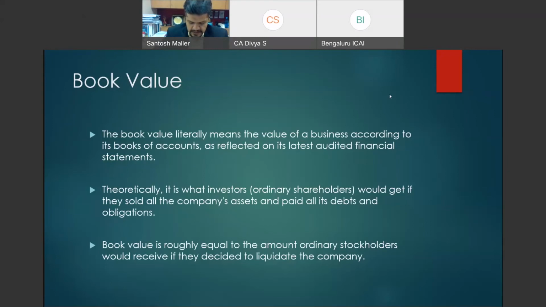So therefore, this is a very old or redundant kind of valuation basis. But having said that, it still has a usage because of some legal requirements. For example, Section 56, Rule 11UA, when you talk about valuation of unlisted companies, when you don't have any real estate or bullion assets in the balance sheet, income tax rules require book value to be the basis for valuation.